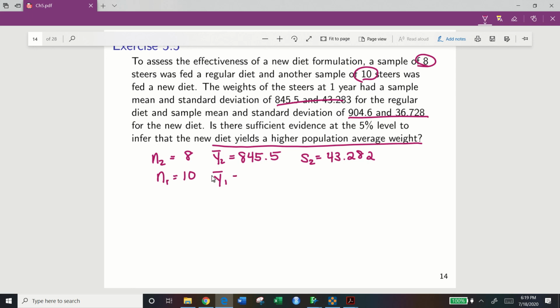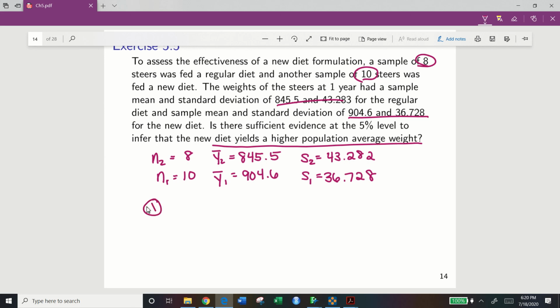Our sample 1, or the new diet, had a sample size of 10, a sample mean of 904.6, and a sample standard deviation of 36.728. Now, we were asked if there was sufficient evidence at the 5% level to infer that the new diet yields a higher population average weight. So this implies that we are going to need to do a hypothesis test.